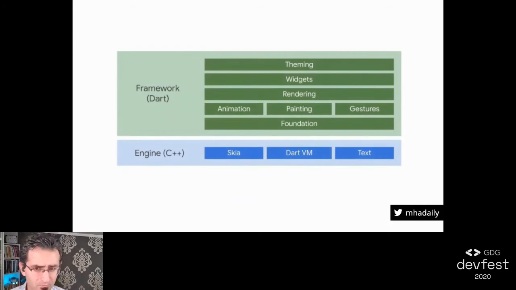Under the hood, there are a couple of layers in the Flutter architecture. We're going to talk about two main layers for now. The top layer is the Flutter Dart framework, where you are going to work. And then another layer is the engine of Flutter, which is trying to render and paint everything for you.